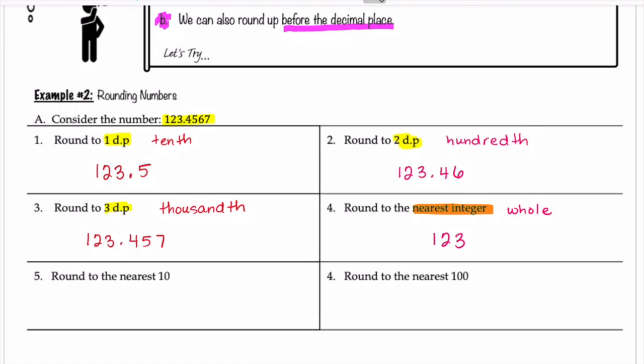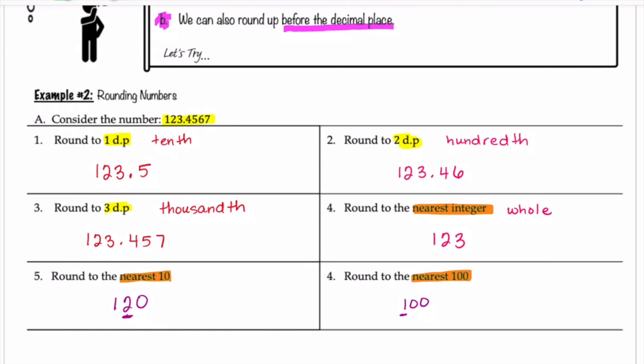123. 5 wants us to round to the nearest 10. So here we would be rounding 120. This would be considered the nearest 10. Rounding to the nearest 100. So that would be 100. Here's my nearest 100. So there's a mix of rounding that you might see or have seen in the past.